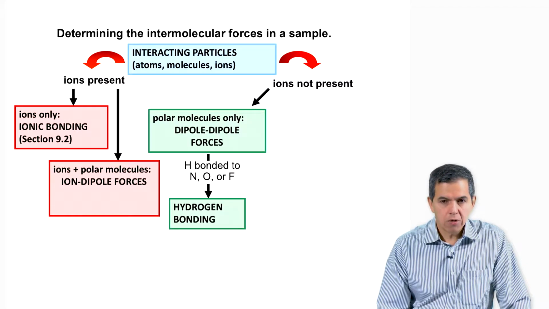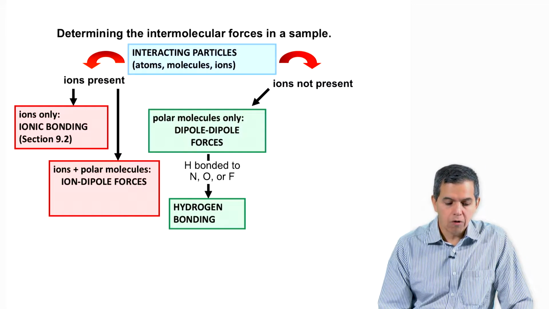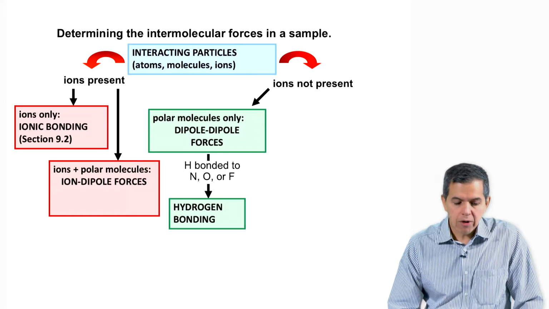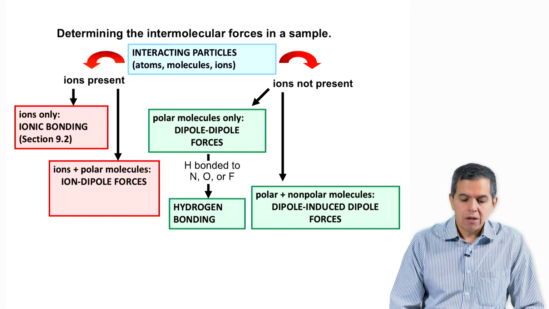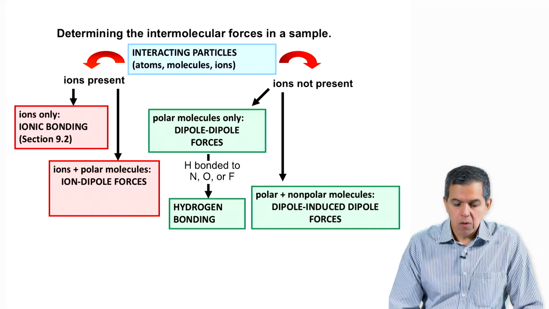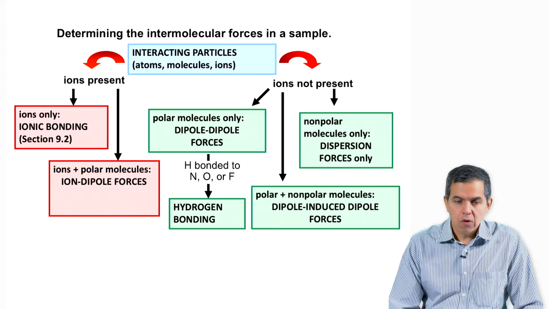Second, if ions are not present and only polar molecules are present, we know that they will have dipole-dipole forces. But if there is either nitrogen, oxygen, or fluorine present in the structure of the molecules, hydrogen bonding is likely present. The other option when ions are not present is when we have polar and nonpolar molecules. In that case, the polar molecule can induce a dipole on the nonpolar molecule. And lastly, when molecules are nonpolar altogether, the only forces present are dispersion or London forces.